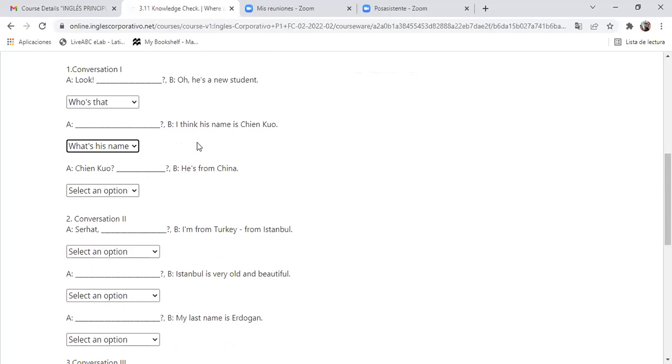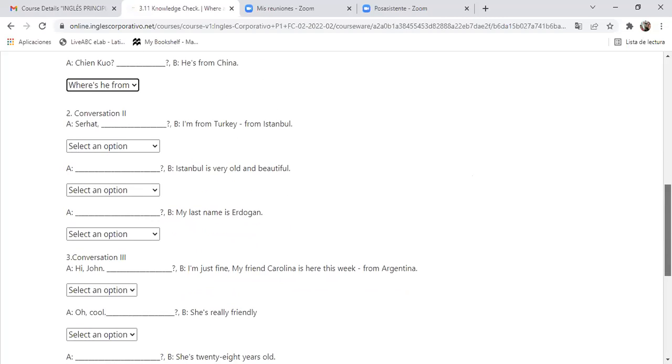What's his name? Because the answer is, his name is Chin Q. Okay, so Chin Q, he's from China. What would be the question? Who's that? Where's he from? Or what's his name? Where's he from? Yes, we're looking for a place. So where's he from? He's from China. Very good, excellent. Now let's go to conversation number two and start with Serhat.